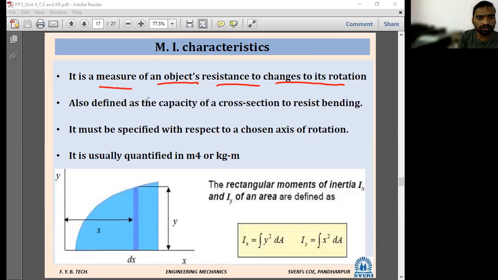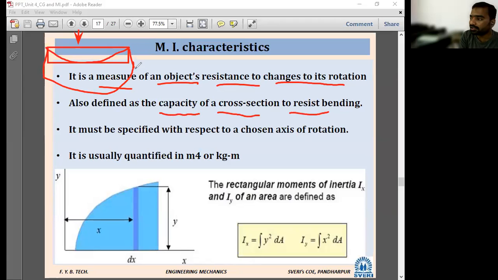Then it is also defined as the capacity of a cross section to resist bending. See, in your house, there is a beam and slab. Whenever the load comes from the superstructure to this beam, the beam undergoes bending. In order to avoid this bending, we have to give maximum moment of inertia.